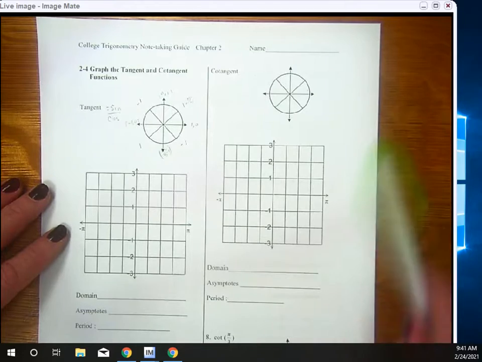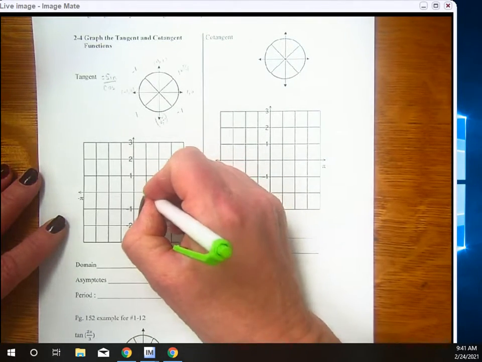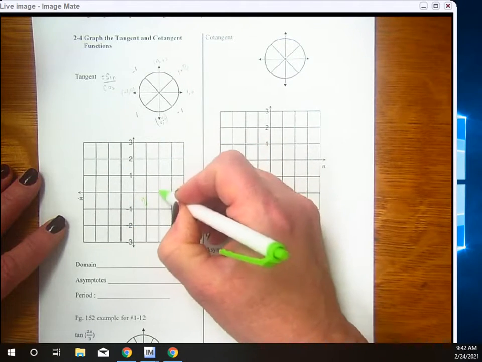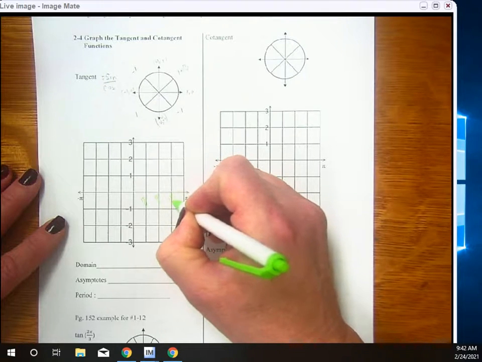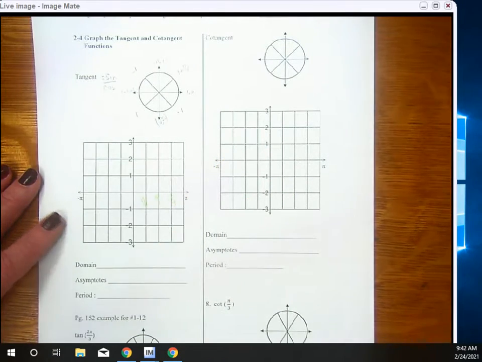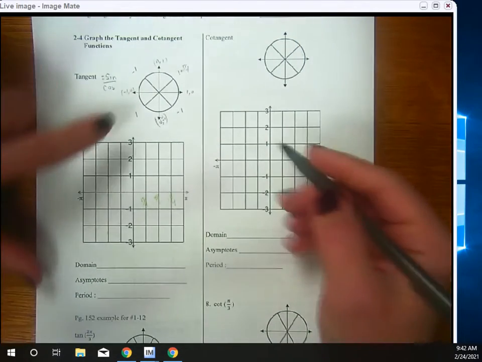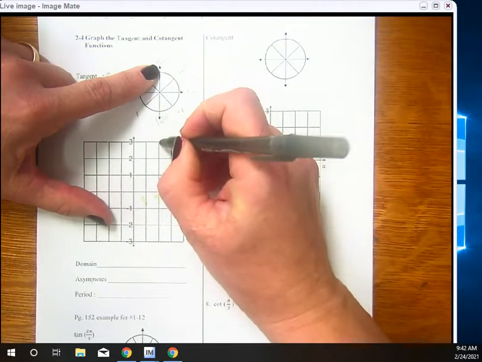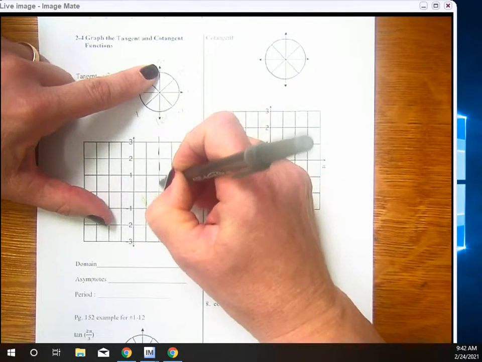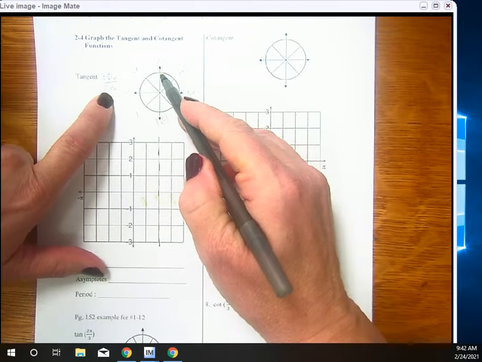When I have my graph drawn here, I'm counting in pi over 4 increments. Pi over 2, 3 pi over 4, and we're at pi, and you cannot see that green show up at all. When we start graphing these, we know that at pi over 2, we're going to have a vertical asymptote. We know that because the cosine is 0 and it's undefined.